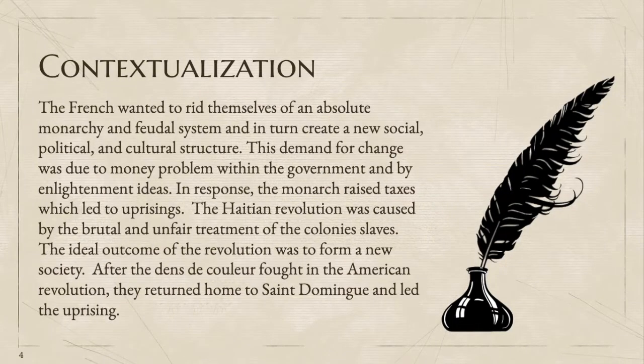During this time period, the lower class of French society was experiencing unfair treatment. The upper class opted to spend less money, therefore there was an unequal circulation of money. The lower classes were not making enough money to support their families, which led them to decide they wanted a change in government structure. They wanted to rid themselves of an absolute monarchy and feudal system, and in turn create a new social, political, and cultural structure.